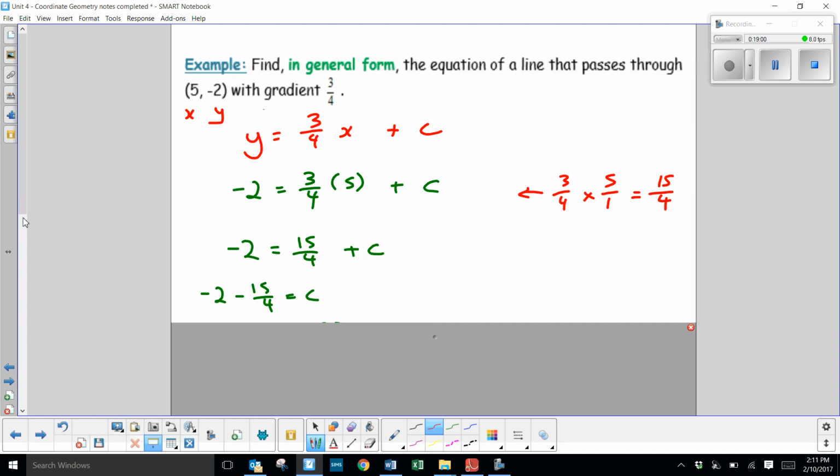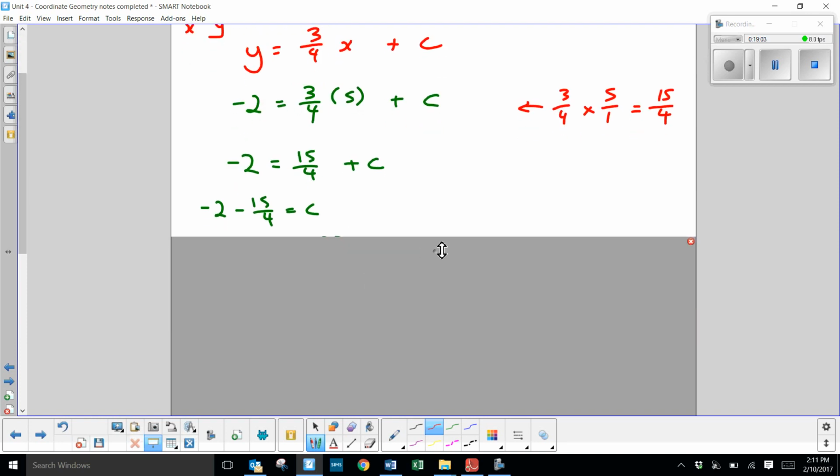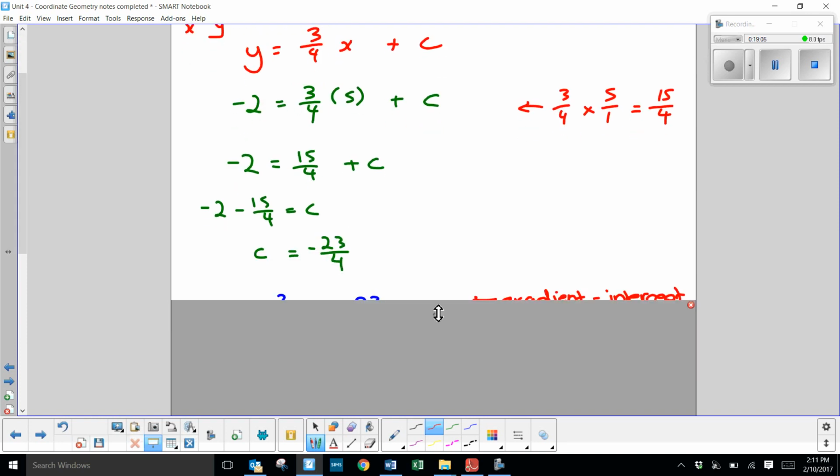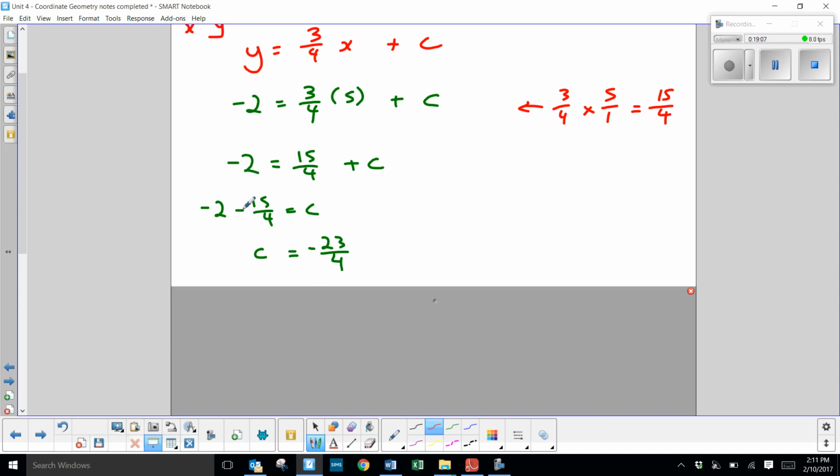And when you think of it, I've kind of skipped a step here, but why does that minus that equal this? So try to think, when you're adding and subtracting fractions, you need a common denominator. -2 would be the same as -8 over 4. And -8 over 4 minus 15 over 4 would be -23 over 4. So we know that c is -23 over 4. This is our lovely gradient intercept form. We've subbed in the gradient, the y-intercept.